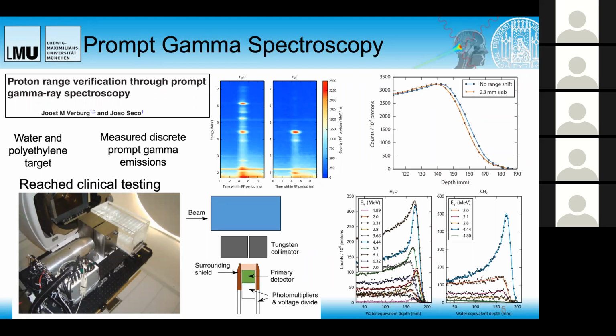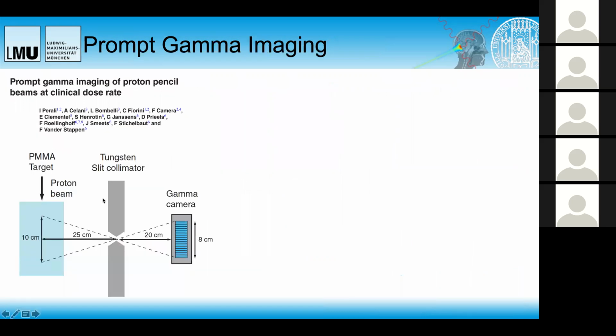So a more advanced setup of a prompt gamma camera can be seen here in this publication, where they were using a tungsten slit collimator. And the gamma camera had multiple channels, which allowed them to resolve a one-dimensional prompt gamma profile in one measurement.